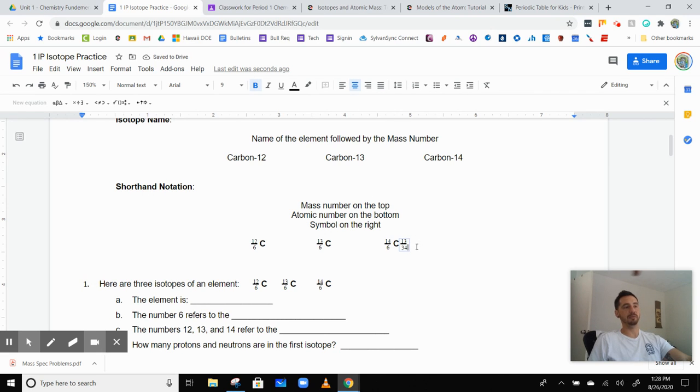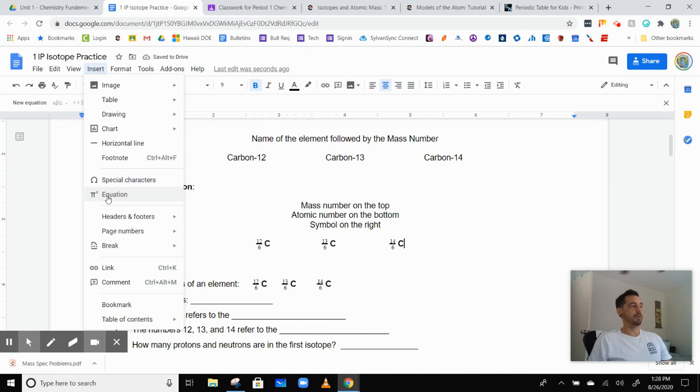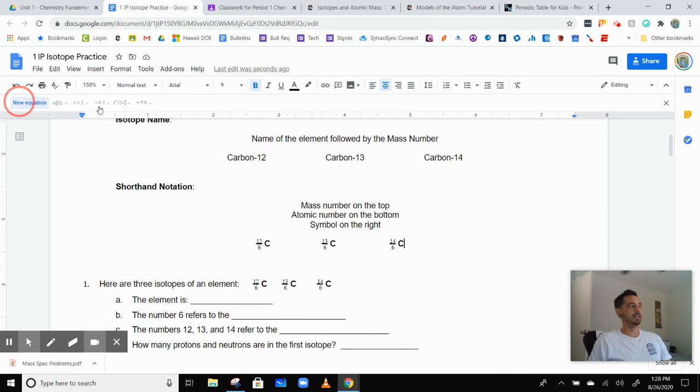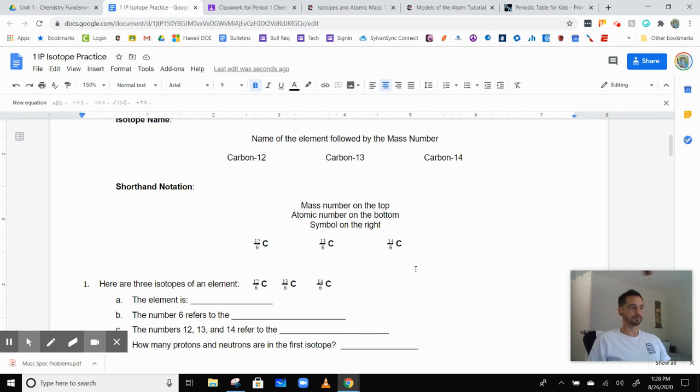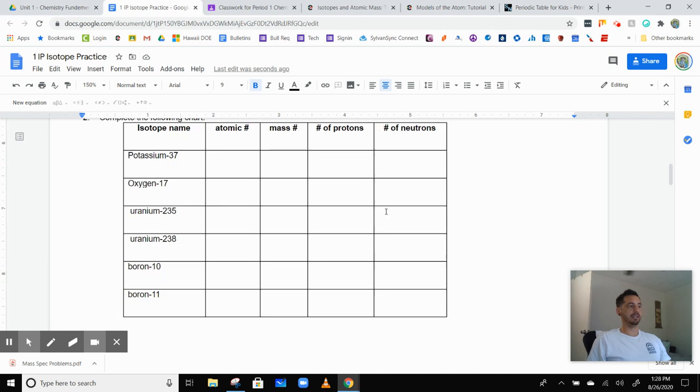The top number should always be bigger. I don't know why I wrote the bottom number bigger, but it should always be the top that's bigger. But anyway, that's how you do it. So again, insert equation, new equation, and then the fraction sign here if you need to do that for your homework.